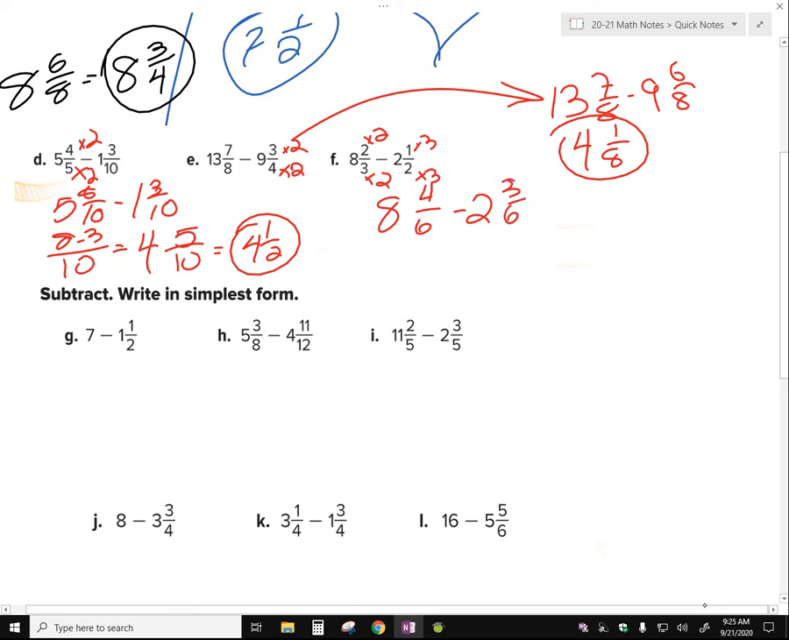The least common denominator between those two is 6. So I have 8 4/6 minus 2 3/6. 8 minus 2 is 6. 4 minus 3 is 1. 6 1/6.